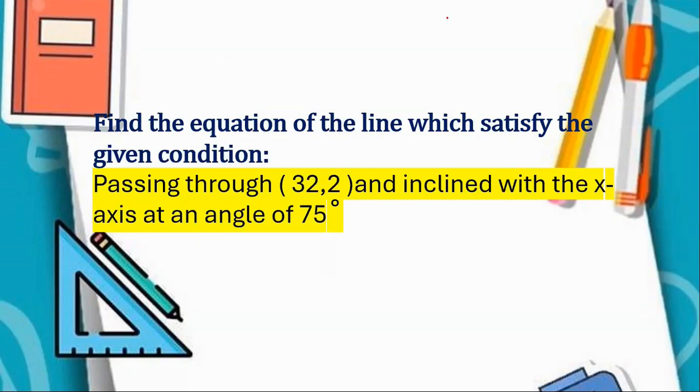Whenever we have a point, it means that point is the fixed point given. So we represent the fixed point by x1, y1, that is equal to 32 comma 2. This is given. Then what is given? The line is inclined with the x-axis at an angle of 75 degrees.